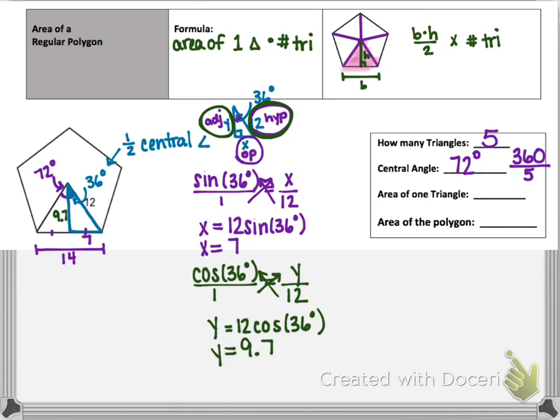So let's find the area of that little triangle down there. Heck yeah, let's do it. So the base of that is 14 times the height of your triangle is 9.6, or 9.7, I'm sorry. And then I'll divide that by 2. And in my calculator, I'll pop that in and I'll end up with 67.9. And then it's a pentagon, so it has 5 sides and 5 triangles. So I'll multiply that answer by 5 and I'll end up with 339.5.